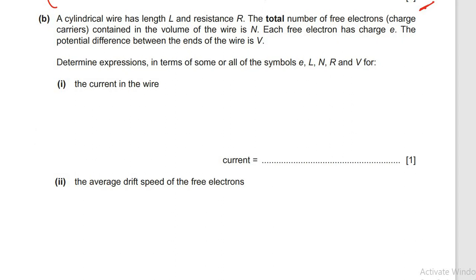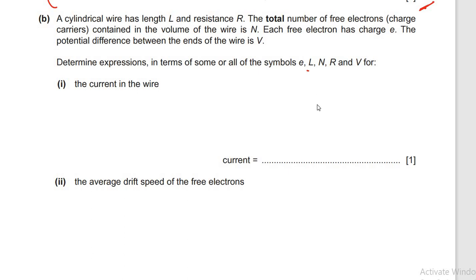B. A cylindrical wire has a length L and resistance R. The total number of free electron charge carriers contained in the volume of the wire is N. Each free electron has charge e. The potential difference between the ends of the wire is V. Determine an expression in terms of the symbols L, N, R, and V for the current in the wire. Okay, expression for current in the wire.